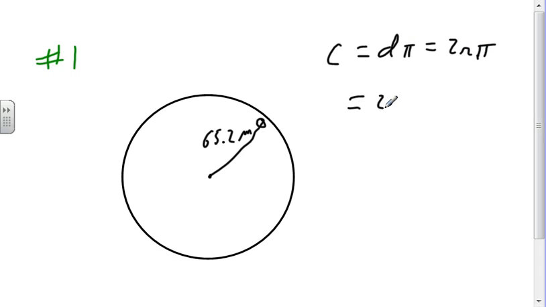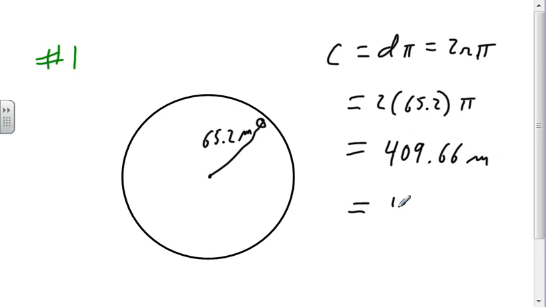So circumference is pi d or 2 pi r. We're going to go with 2 times 65.2 times pi, and when we get done, we're only going to keep 3 significant digits. Our calculator is probably set up for math type, so it's probably going to keep pi in it, so we'll look at the mode real quick. My calculator is in classic, so it'll give me a decimal number. I get 409.66 meters, and with 3 significant digits, 410 meters, and that would be my final answer.